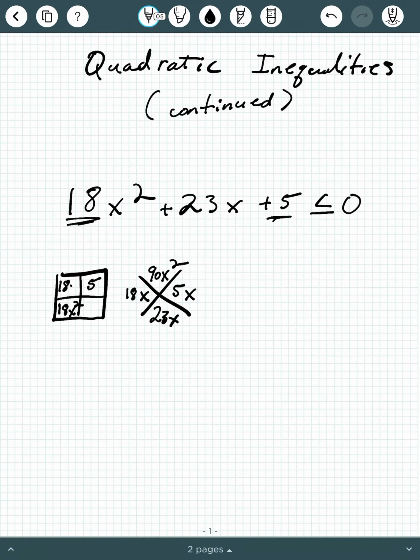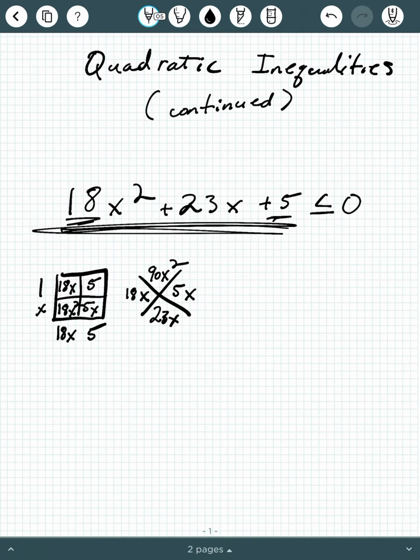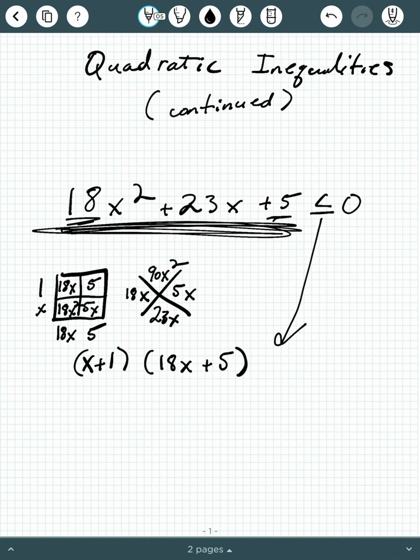Now that we've done that, 18x and 5x go in our rectangle. That means that we'll pull out the greatest common factor, so I'll pull out 18x straight down that column and pull out x from this side. Here I can take out a 5, and here all I can take out is a 1. So now replacing this in the equation, I can use the equivalent factors of x plus 1 and 18x plus 5. This does say less than or equal to.